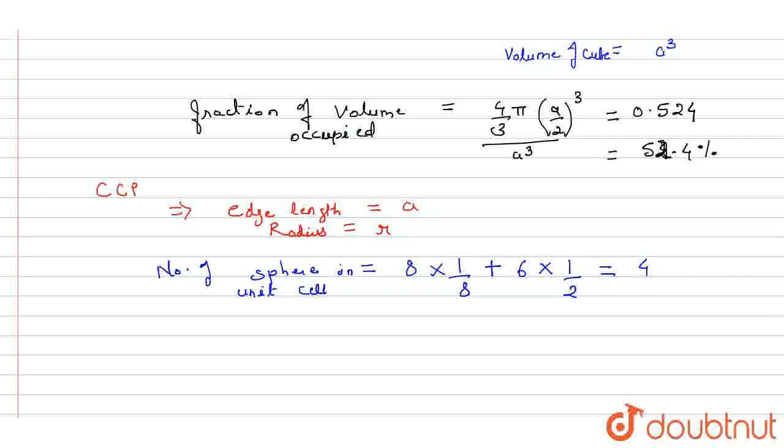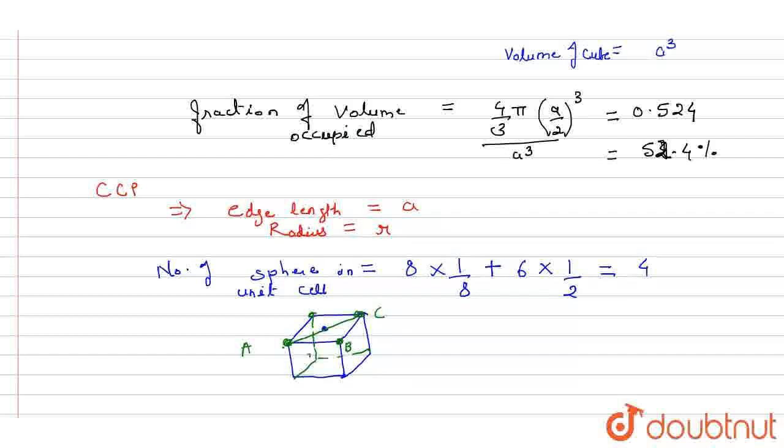Now let's see the diagram for this first, so that you can understand very well. So this is the cube, and here we have atoms at the face centers, and these are present at the corners. Let's consider a triangle here, A, B and C. From this, first of all we have to identify the value of this AC.